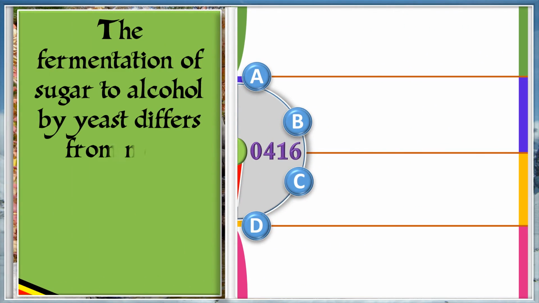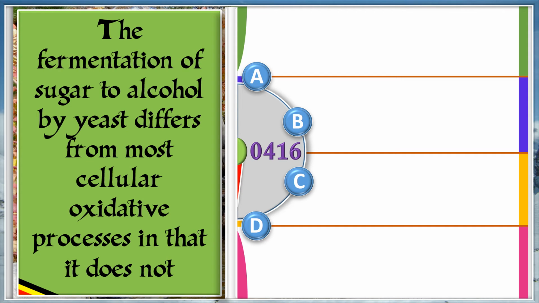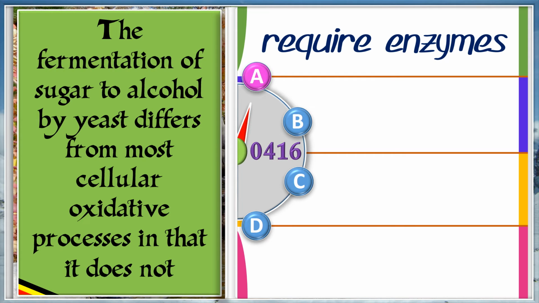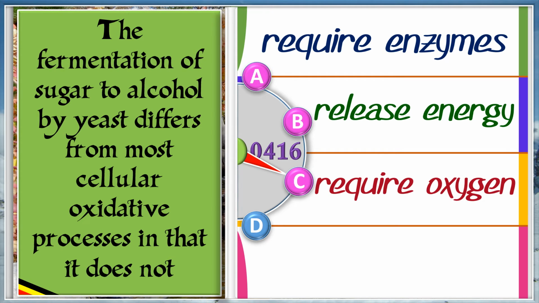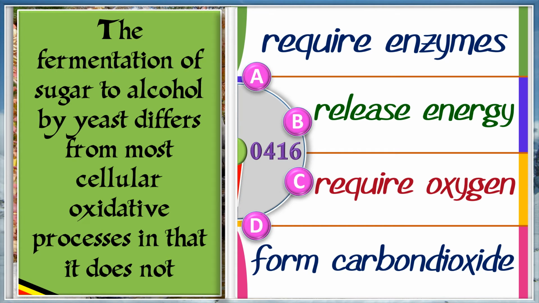The fermentation of sugar to alcohol by yeast differs from most cellular oxidative processes in that it does not: A. Require enzymes. B. Release energy. C. Require oxygen. D. Form carbon dioxide. And the answer is C. Require oxygen.